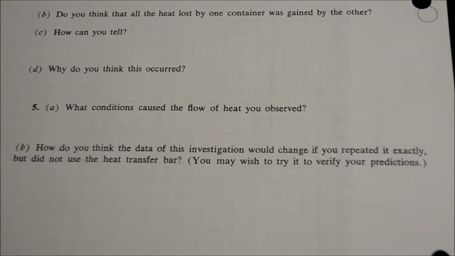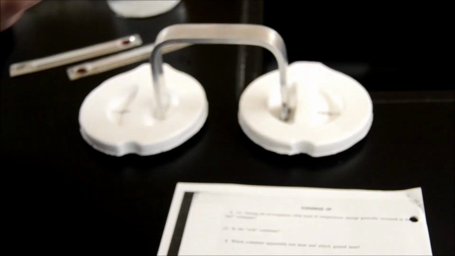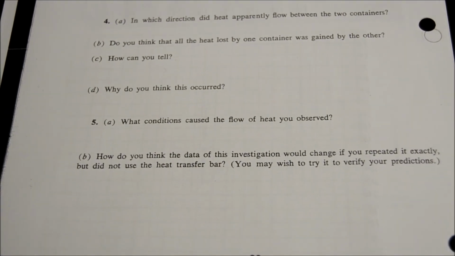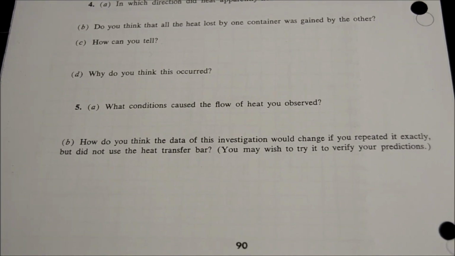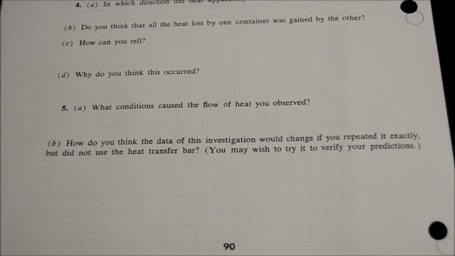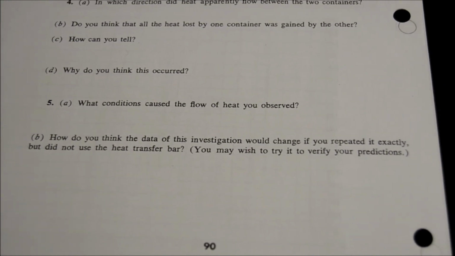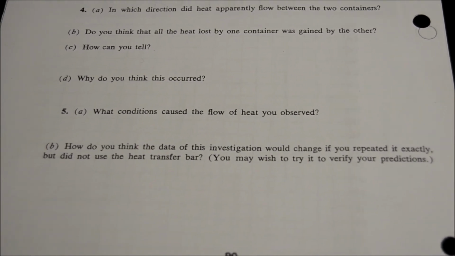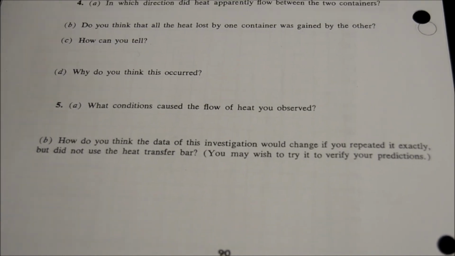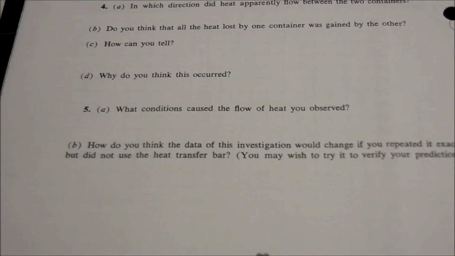So you're always going to flow from high energy, which was the hot container, through the aluminum bar to the cold container, low energy. So high energy to low energy. How do you think the data of this investigation would change if you repeated it exactly but did not use the heat transfer bar? So if I had the styrofoam containers, if you ever put something in a styrofoam container like ice, it takes a lot longer for your temperature to change. So you'd eventually get back to room temperature, but it's going to take longer for both of them, the hot one and the cold one.